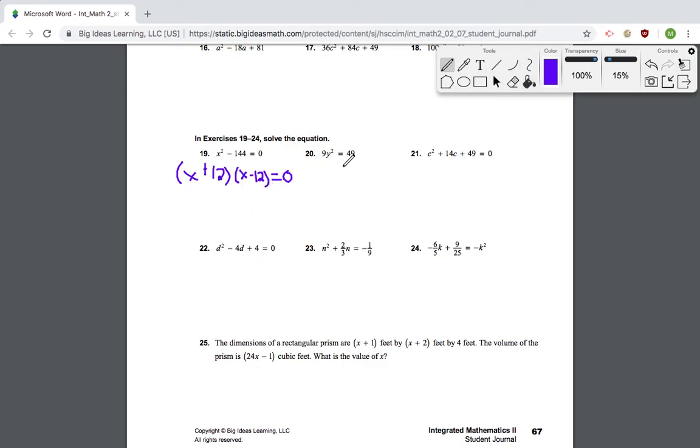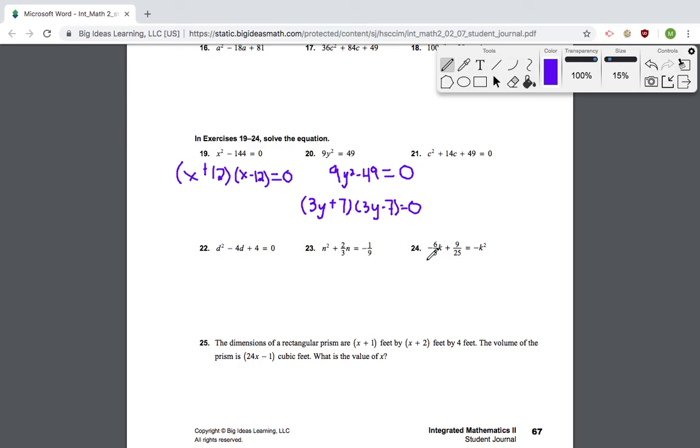This one does not equal 0 yet, so I have to subtract 49. After I subtract 49 from both sides, I would get something like this, 9y squared minus 49 equals 0. And again, this is just two terms. So you would say the square root of 9y squared is 3y, and the square root of 49 is 7. And again, you would say 3y plus 7 equals 0, 3y minus 7 equals 0, and then you solve. You add 7 or subtract 7 and you divide by 3.